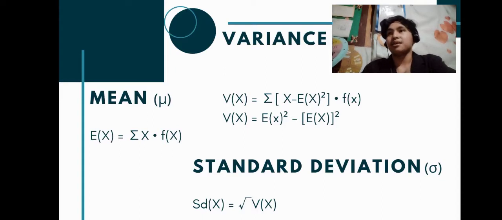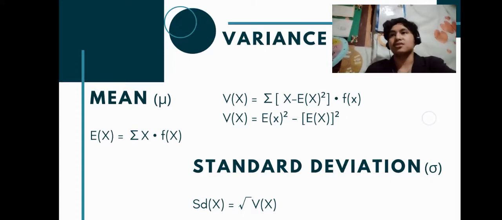we have the formula V of X is equal to the summation of (x minus E of X) squared multiplied by f of x, and we also have a second formula, which is V of X is equal to E of X squared minus the quantity E of X, squared. We have to square the E of X first in order for us to find the variance. For the standard deviation, which has the symbol sigma, we have the formula SD of X is equal to the square root of V of X.